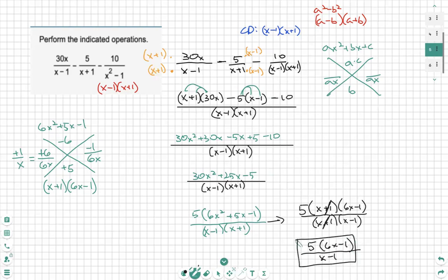So these can be a little longer, but they're not too bad. The steps are: get common denominators, multiply the fractions by what the denominator is missing, top and bottom, combine your numerators by distributing, then combine like terms in your numerator, simplify your numerator and factor, cross off anything that crosses. And that is it.